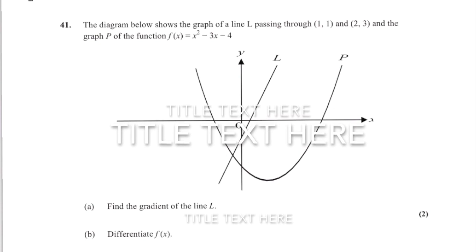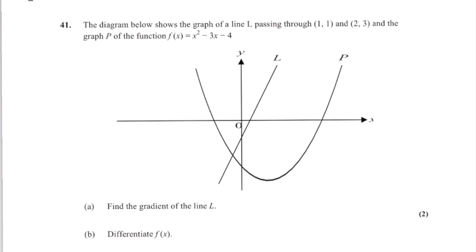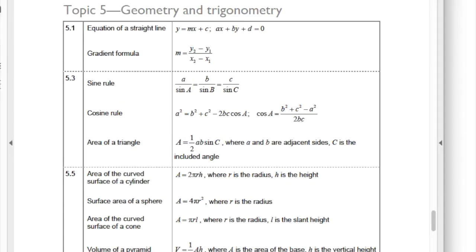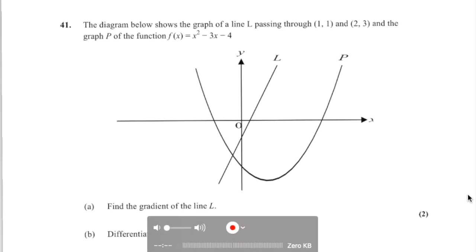Okay, we have a question here to find the gradient of line L and differentiate the parabola P. To find the gradient, you just look at the points that they gave you, (1, 1) and (2, 3), and plug them directly into the gradient formula, which is in the formula booklet. M is equal to y2 minus y1 over x2 minus x1, rise over run.